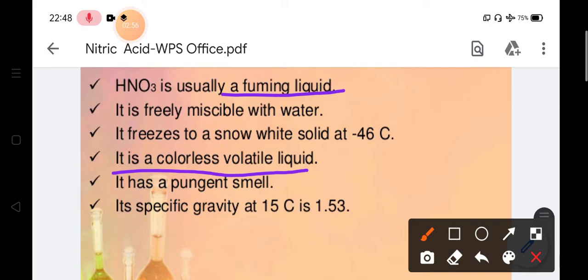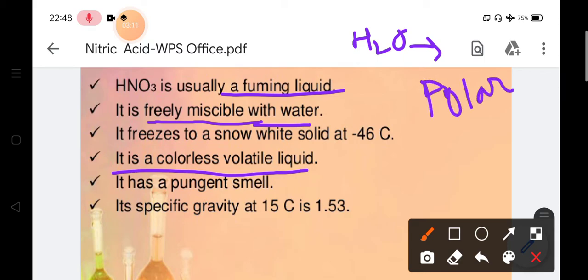Number 2, it is freely miscible with water. As you know, water, that is H2O, is a polar molecule. Similarly, HNO3 is also a polar molecule. That is why, as both of the molecules are polar, they are highly miscible.